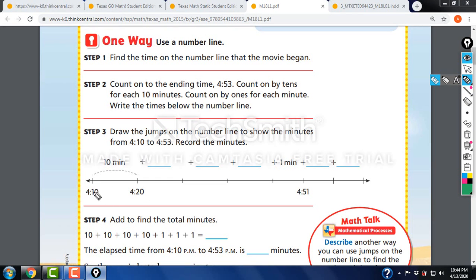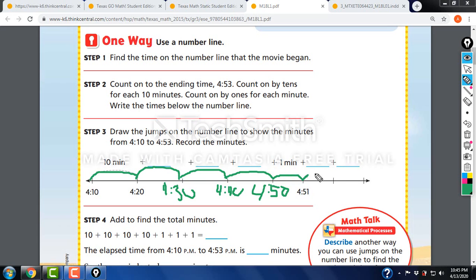It started at 4:10. So our first jump is 4:20. Our next jump is what? 4:30. The next jump is what? 4:40. The next jump is what? 4:50. And then we go by ones. 4:51, 4:52, and 4:53.